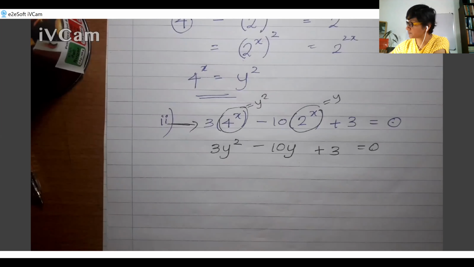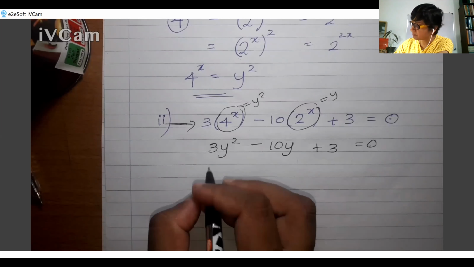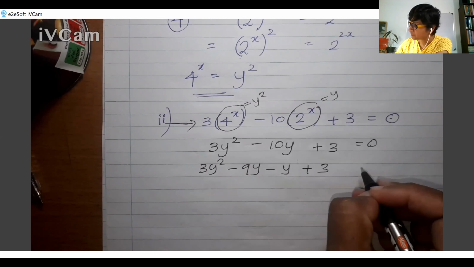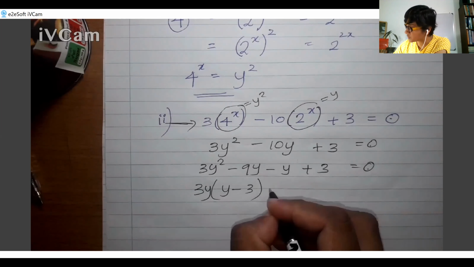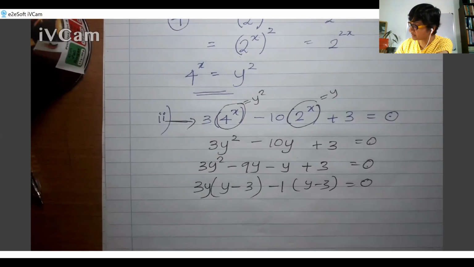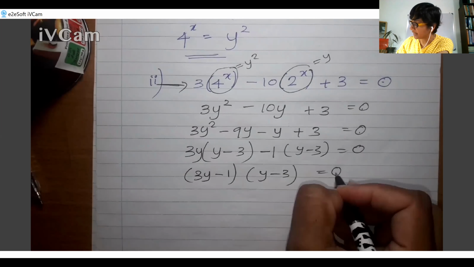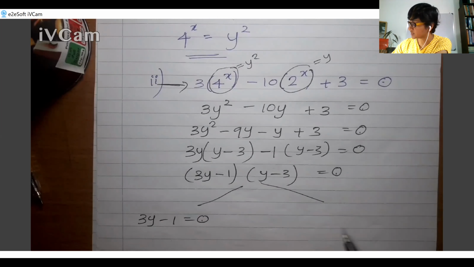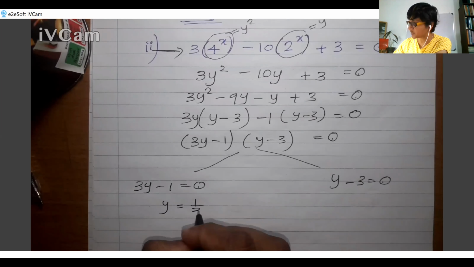So 3 times 3, that's 9, factors of 9 to get minus 10, that is 3y squared minus 9y minus y plus 3 equals 0. You can take a 3y out, y minus 3. Take a minus 1 out, y minus 3 is equal to 0. Then you get 3y minus 1 times y minus 3 equals 0. You get 3y minus 1 equals 0, y minus 3 equals 0. This is y equals 1/3. This is y equals 3.